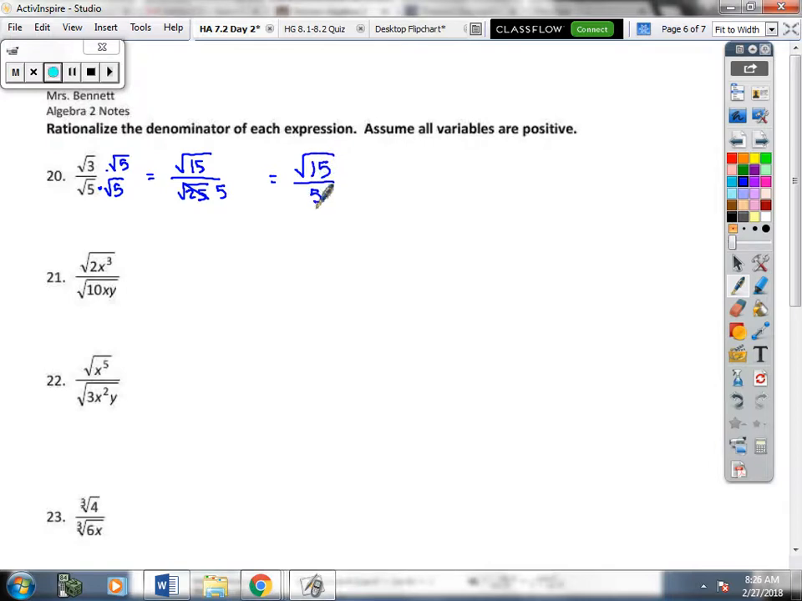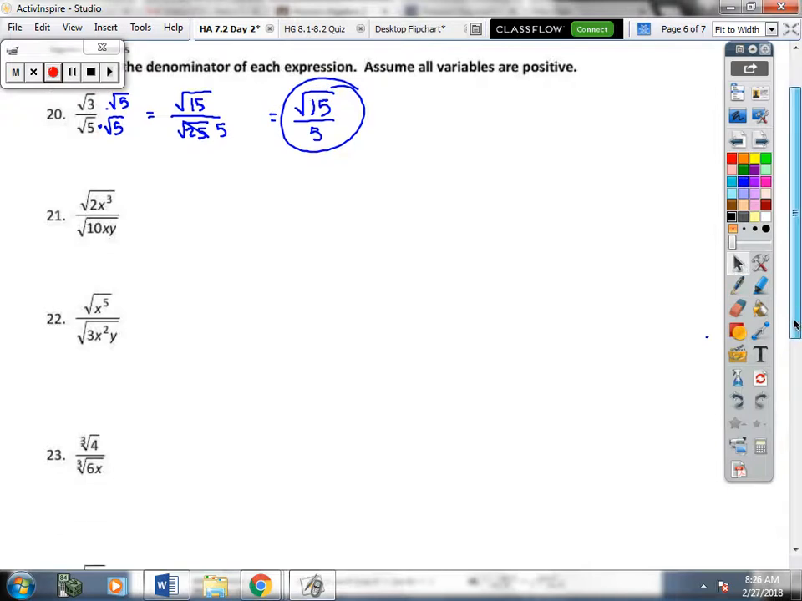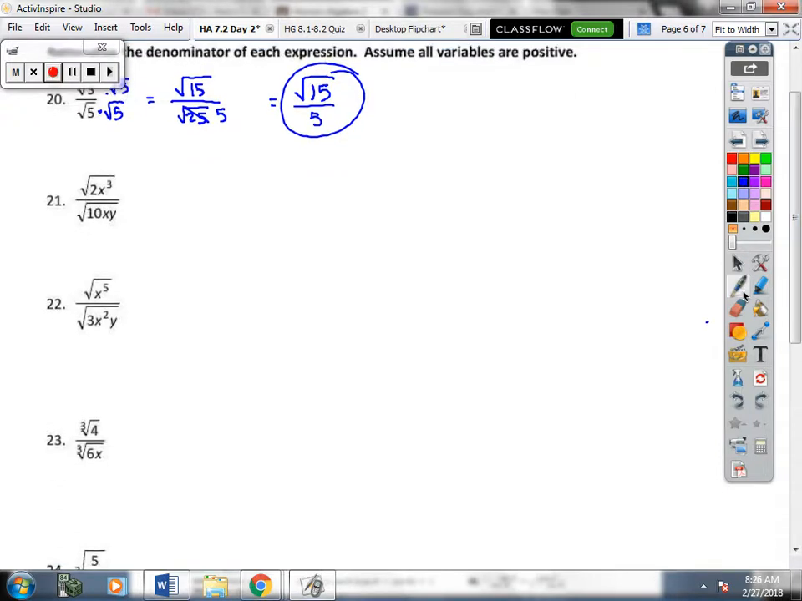Can I reduce this further? No. One number is inside of radical, one number is outside. We cannot divide them. We also can't reduce it. Our next two are square roots as well, but they have variables and exponents. Now you have 2 options. You can actually reduce this fraction. If you were to put them all back under one big square root, you could reduce 2/10 to be 1/5.